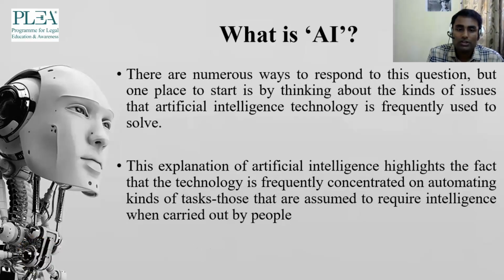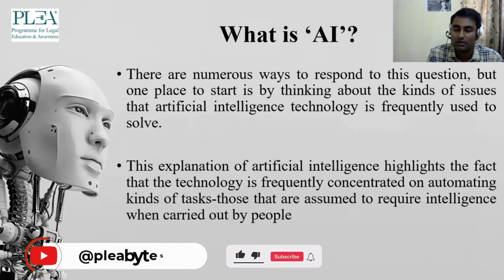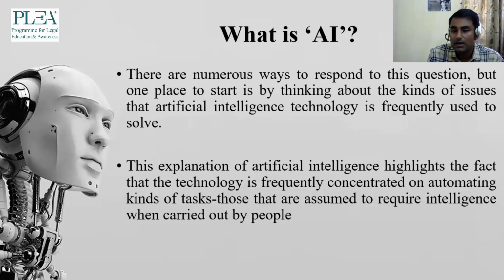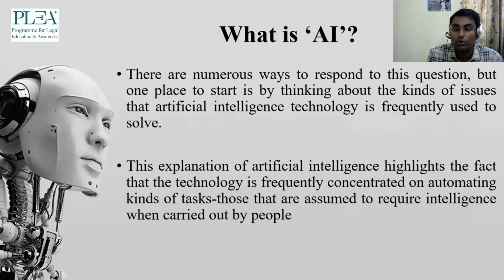So there are numerous ways to respond to this question, but one place to start is by thinking about the kinds of issues that artificial intelligence technology refers to. Regarding these explanations, artificial intelligence highlights the fact that the technology is frequently concentrated on automating kinds of tasks that are assumed to require intelligence when carried out by people.